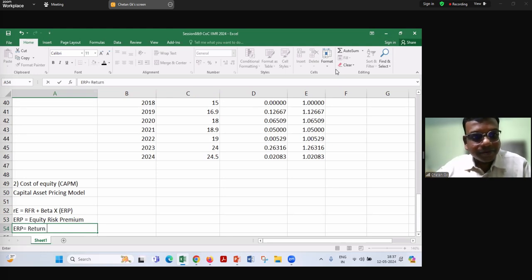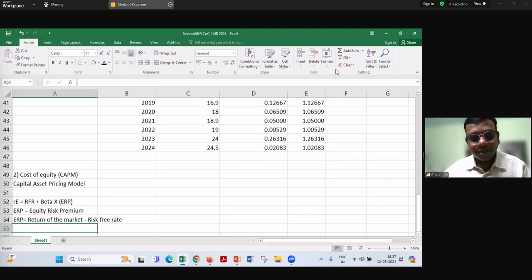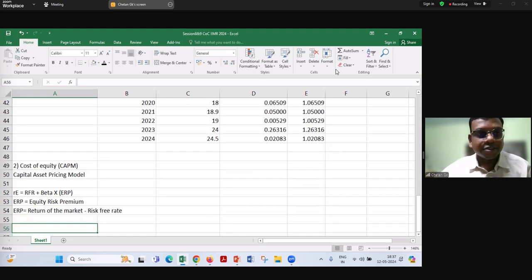Return of the market minus risk-free rate. Is it not? Can you write this down? Return of the market minus risk-free rate. So as per this particular model, let us see what all is required to be computed.